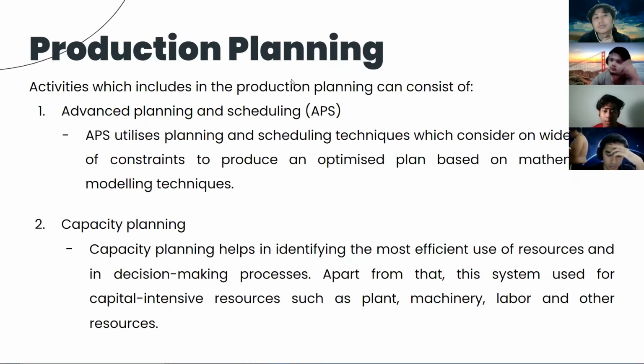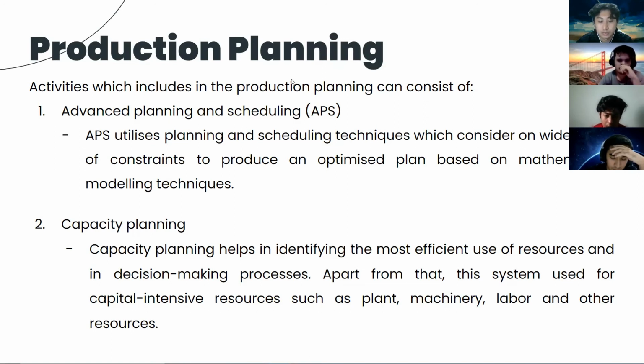So the activities included in production planning can consist of advanced planning and scheduling, which is APS. Basically, APS is a type of planning system which utilizes planning and scheduling techniques, which consider a wide range of constraints in order to produce an optimized plan based on mathematical modeling techniques. Basically, the APS identifies a feasible plan that considers all demand, needs, and supply limitations by using intelligent analytics to perform finite scheduling and produce a realistic plan.